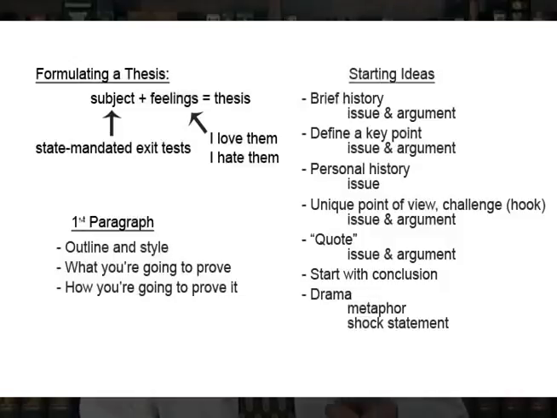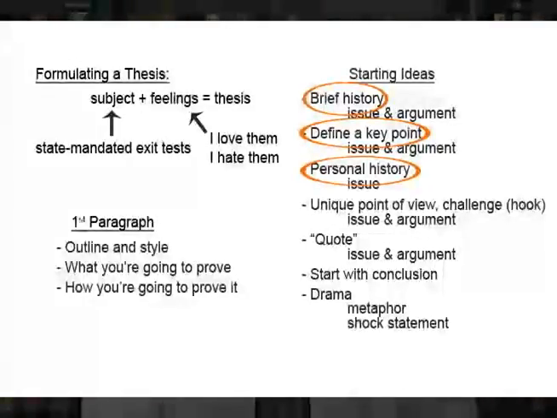The three you should circle that we're going to concentrate on that are really effective in producing quality analytical essays are the first three bulleted items: the presentation of a brief background, the definition of a key term or concept, and the personal account or history. Highlight those. Those are the three that we will concentrate on. Those are the three that provide the most structure and that are the most easy to see the main ideas from.